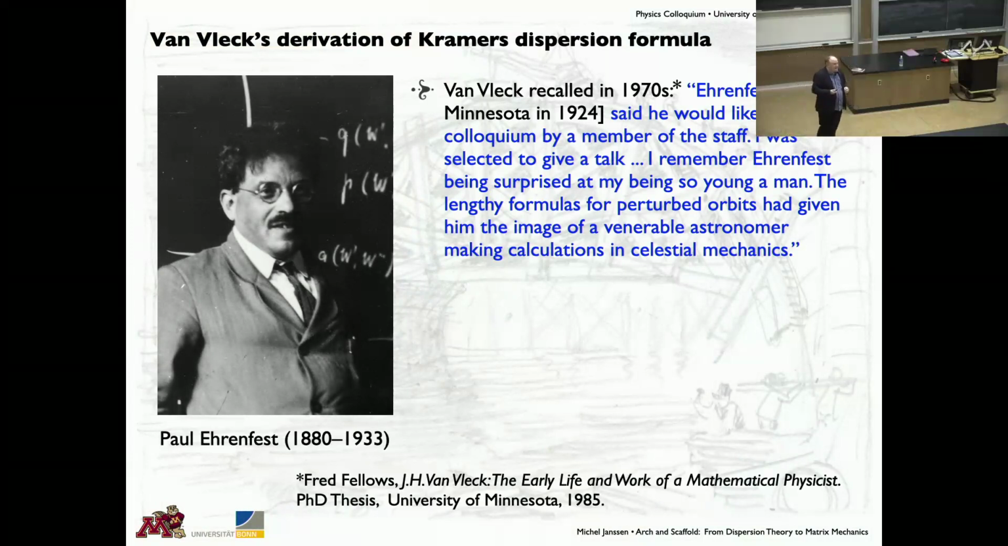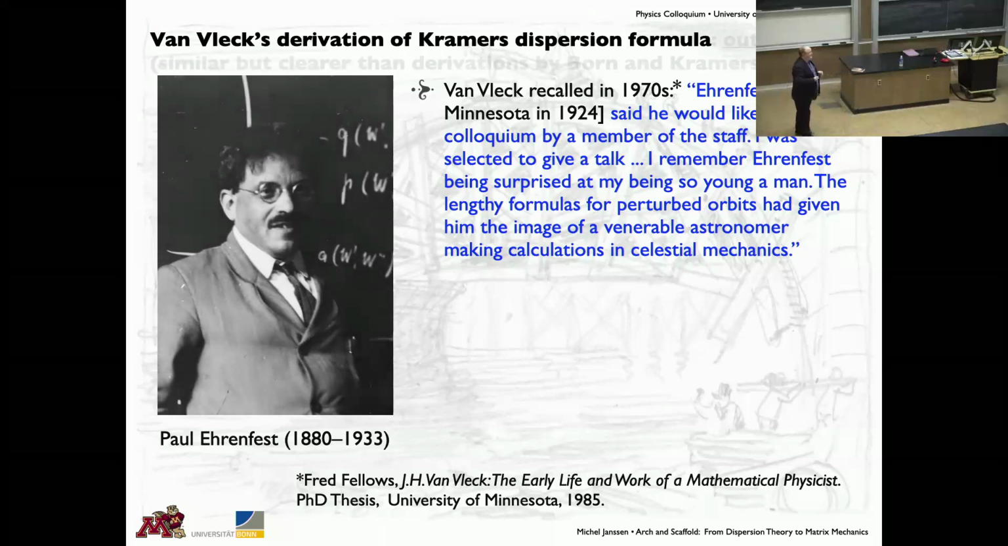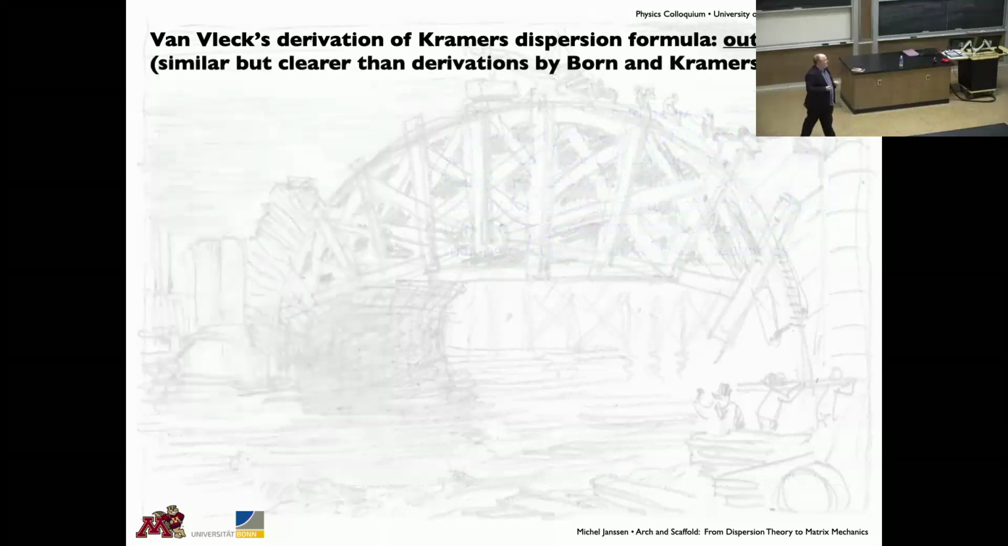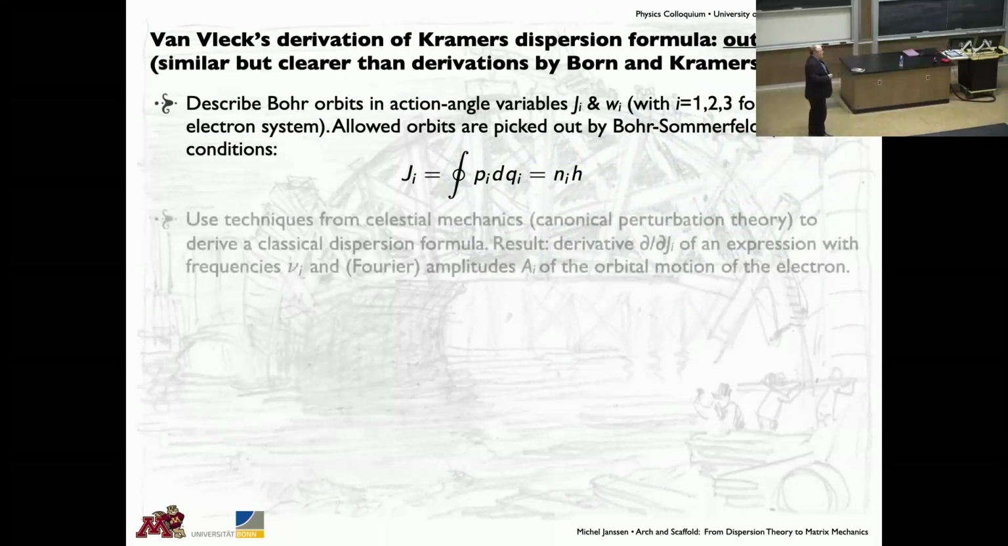Okay? And so from the calculation to which I'm going to subject you, but I'll go fast, you'll see why Ehrenfest had that reaction. Okay. So before I give you the gory details, let me just give you the outline of how this works. Basically the idea is that you describe the Bohr orbits in very special position and momentum coordinates known as action angle variables, and you use the action variables to impose the quantum conditions, like this. So this is the Bohr-Sommerfeld quantum condition.